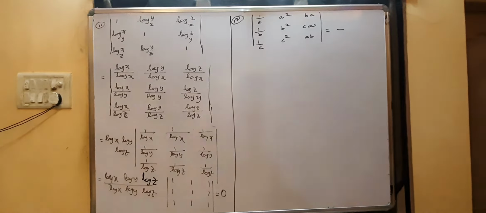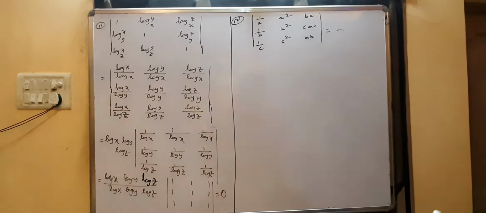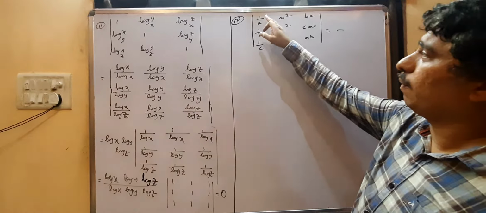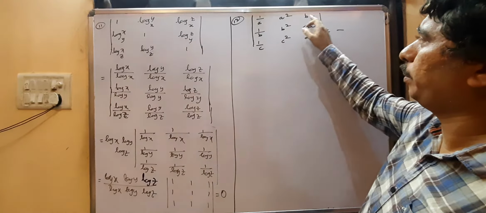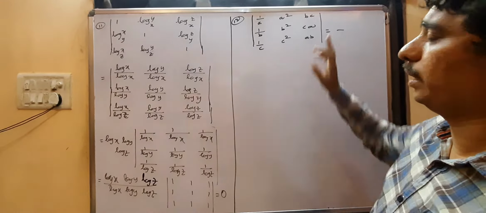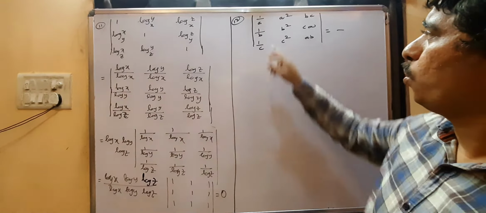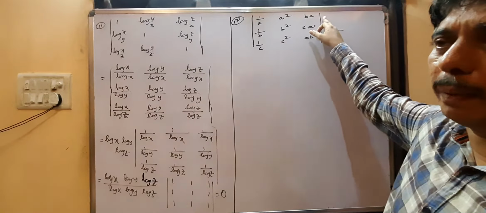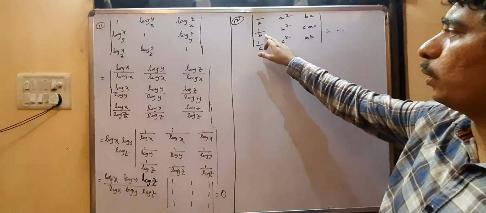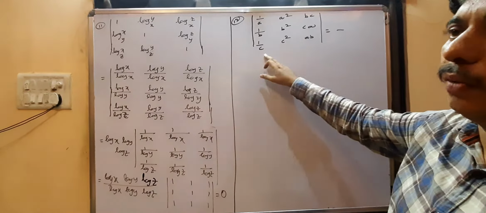Coming to next question, the 12th one. Determinant of 1/A, 1/B, 1/C, A squared BC, B squared CA, C squared AB. I will do one thing. First row I will multiply by A. Second row I have to multiply by B. Third row I will multiply by C.